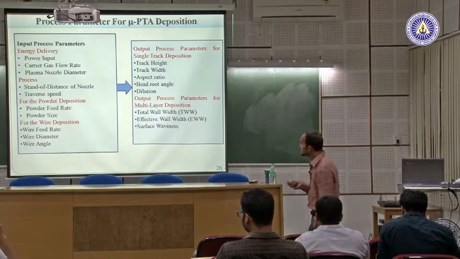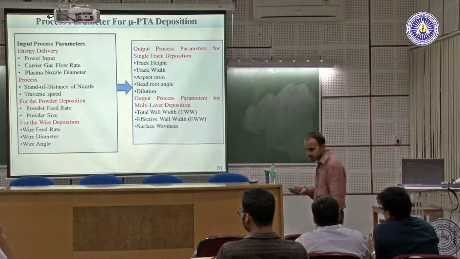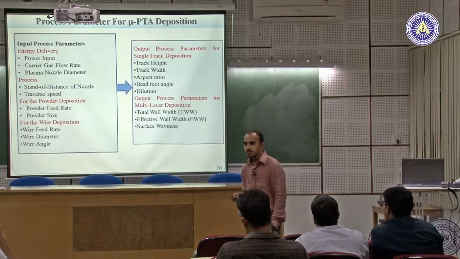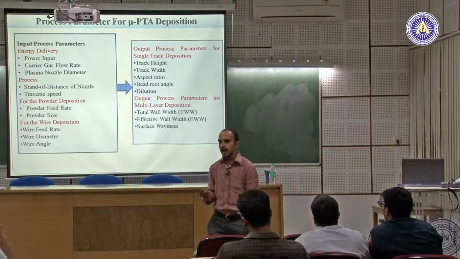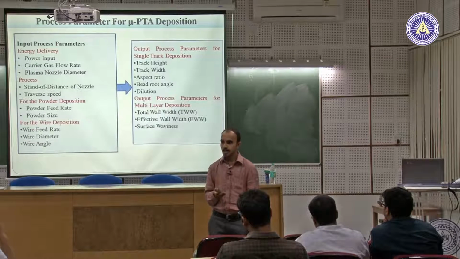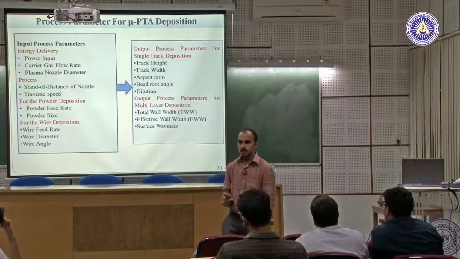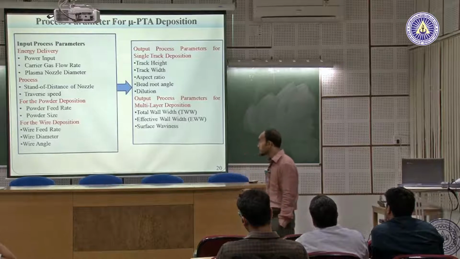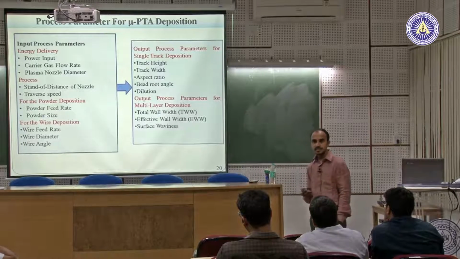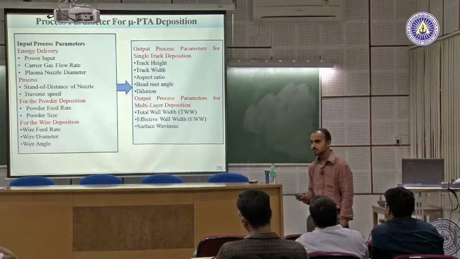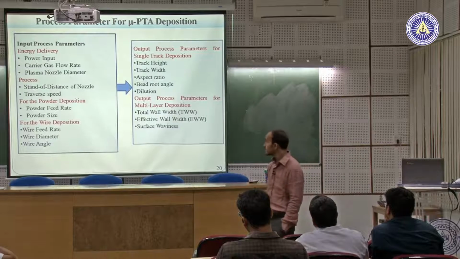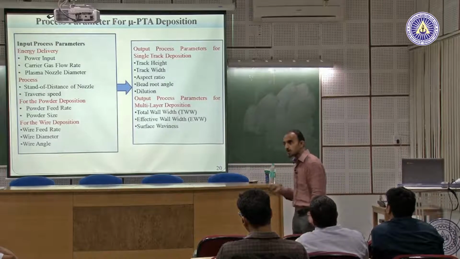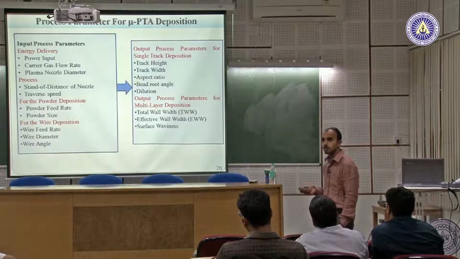We can take one of the parameters, such as the traverse speed. Suppose we increase the traverse speed, we will get rapid cooling and a finer microstructure, and obviously we will get good properties of the deposited material. But if you increase the traverse speed too much, there is a chance of distortion of the material deposition. So we need to optimize the proper parameters and proper control for proper depositions.